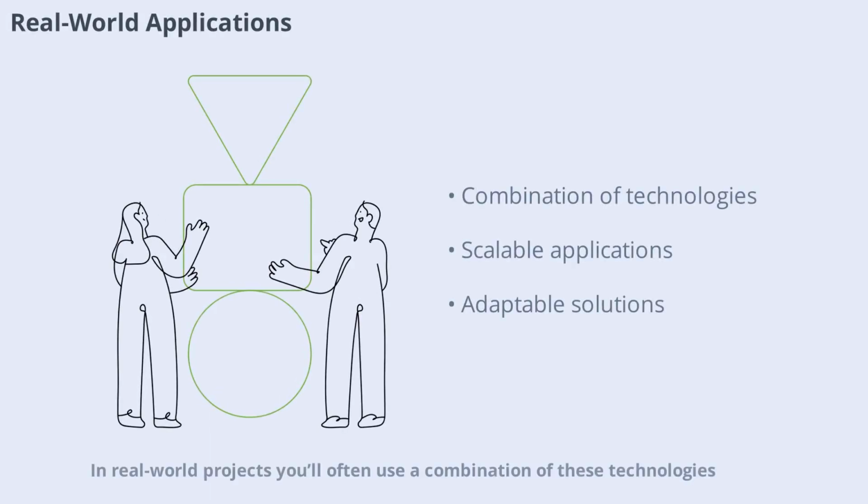In real-world projects, you'll often use a combination of these technologies. Start with Spring Data JPA for rapid development, then drop down to JPA or Hibernate for advanced needs. This approach lets you build scalable, maintainable, and high-performance applications that can adapt as your requirements evolve.